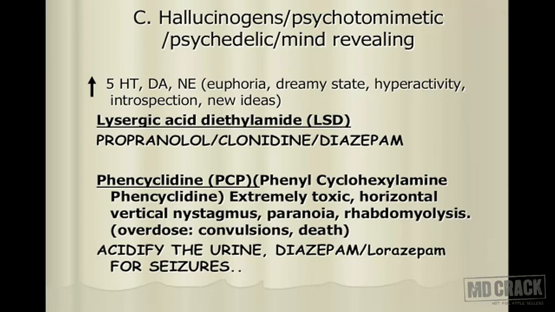So in short, group B and group C have got many similar characteristics. Cocaine and amphetamine in group B, which are CNS stimulants, and group C is LSD and PCP, which are hallucinogens. The only difference is the special effect of the dreamy state and the mind-revealing nature, which is present with LSD and PCP. Otherwise, sympathetic stimulation, hyperactivity, increasing the amines, and the management of toxicity, all is similar between group B and group C.